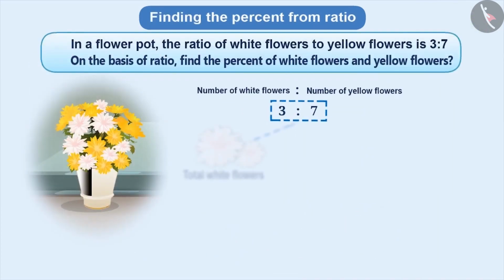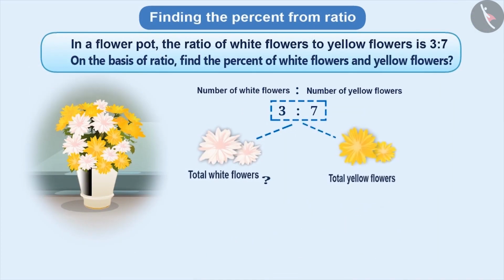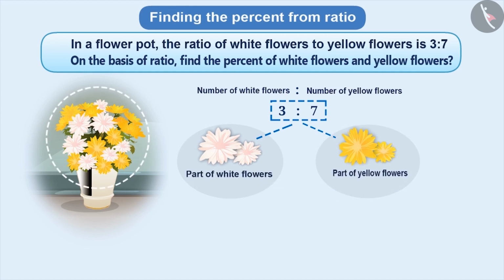We cannot get the actual number of objects with the ratio. But we can find the total number of parts of each object. Here, out of the total flowers, 3 parts of white flowers and 7 parts of yellow flowers are there. In this way, we can say that here 3 plus 7 is equal to 10, out of which 3 parts are white flowers. Therefore, part of white flowers is 3 by 10, and yellow flowers will be 7 by 10.